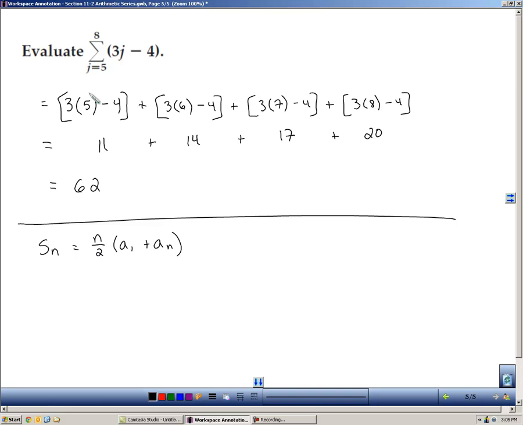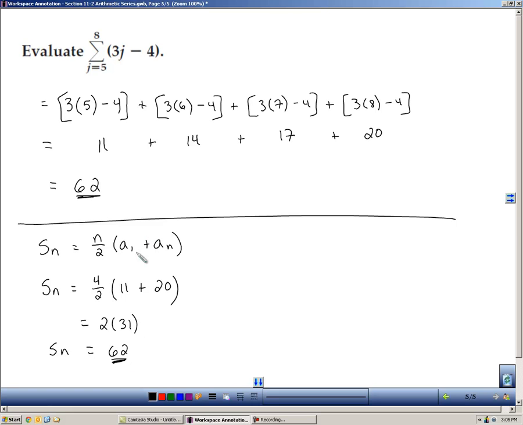Now, because we're plugging in the numbers 5, 6, 7, and 8, there are 4 terms, so we're going to find the series of 4 terms. So we'll take 4 divided by 2. The first term in the series is going to be 11, because when you plug 5 in, you get an 11 here. And then if you take 8 and plug it in for J, you're going to get 24 minus 4, which is 20. So you can find the last term in the series. And so this is really a 2 times a 31, which is still a 62. And so either way you look at it, you're going to get a 62.